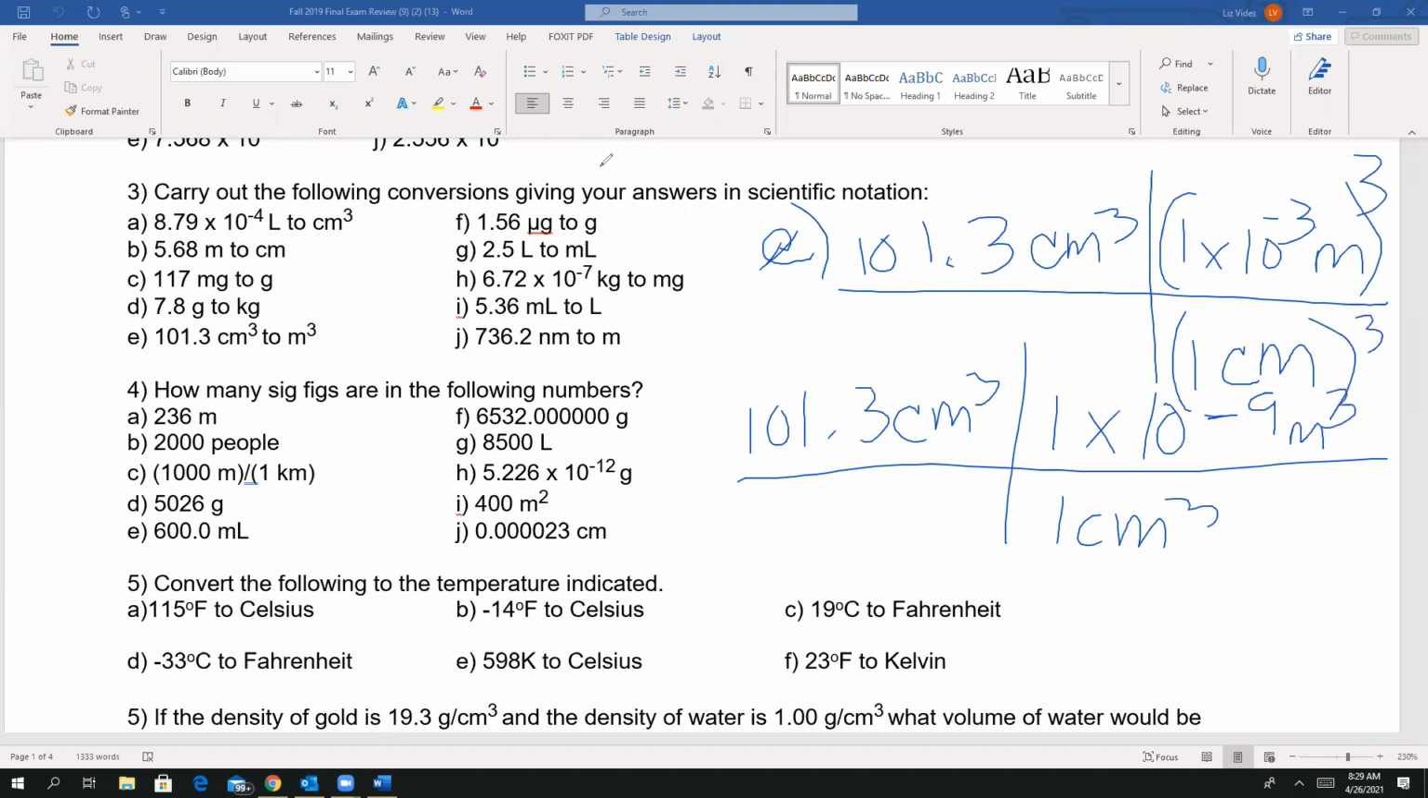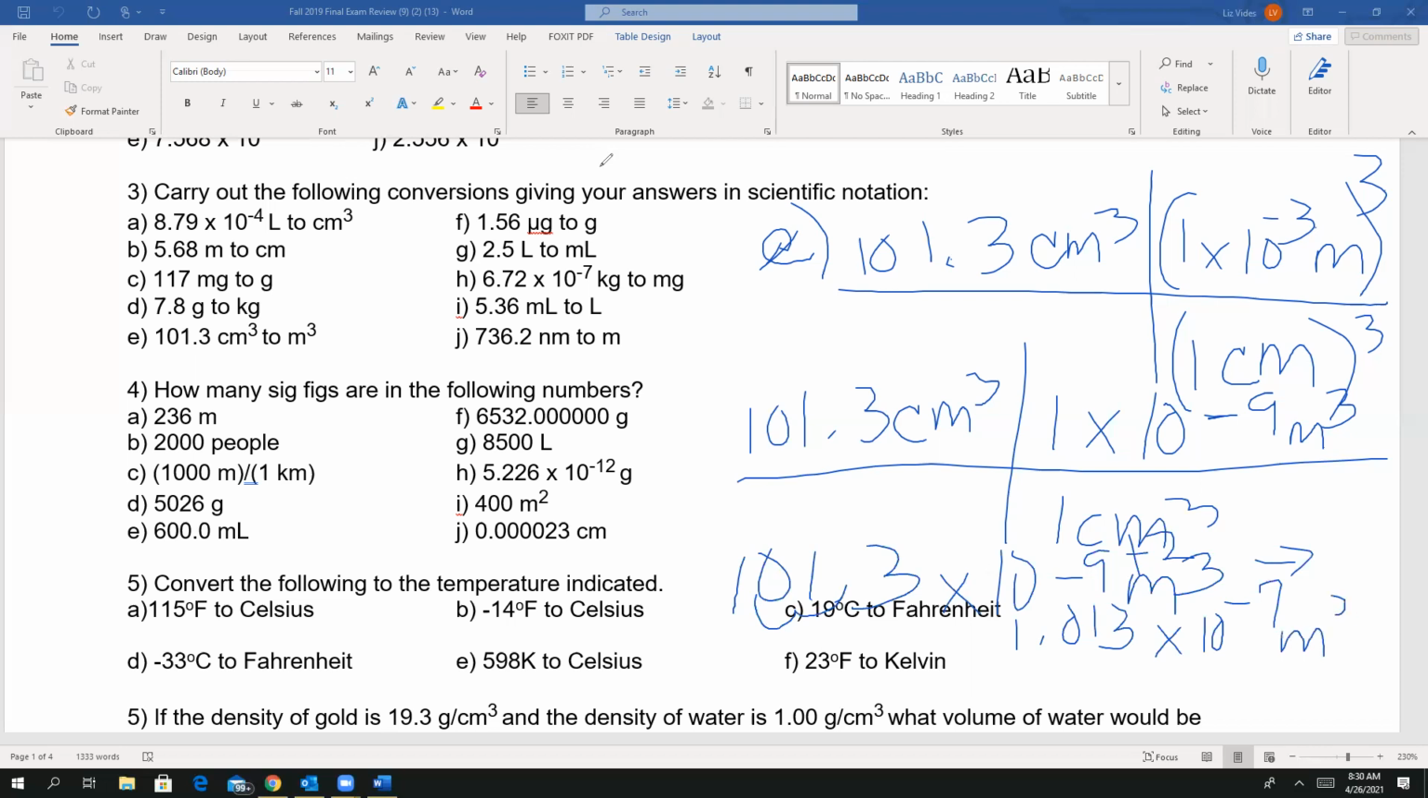Okay, now you can answer it. The answer would be 101.3 times 10 to the negative 9 cubic meters. However, we need to still move this back 1, 2. Since we're moving it 2 back, we add 2, right? So this becomes 1.013 times 10 to the negative 7. There you go.